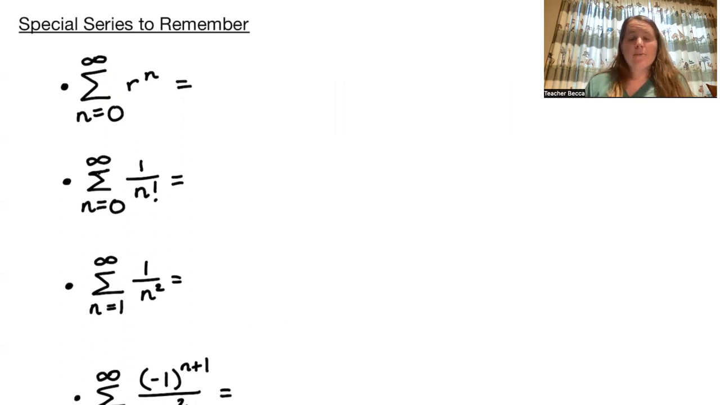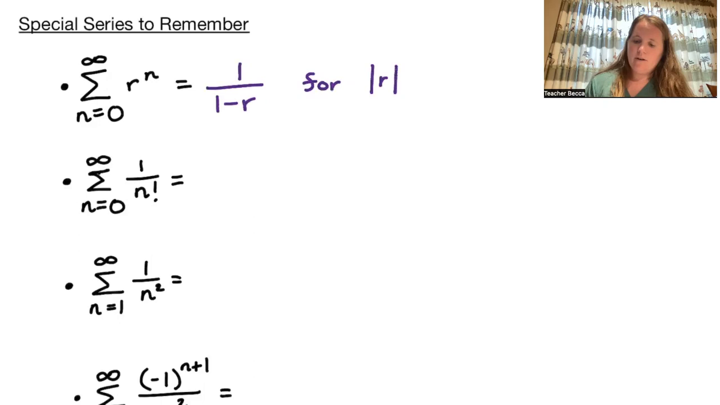So first up, we have our geometric series, the sum from n equals 0 to infinity of r to the n. And this is equal to 1 over 1 minus r for absolute value of r less than 1. Again, it diverges for absolute value of r greater than or equal to 1.